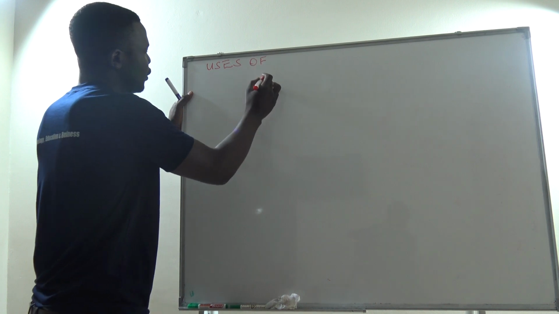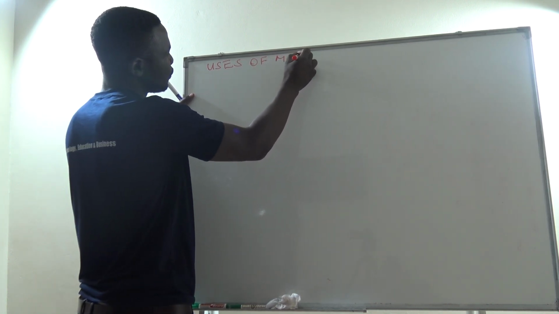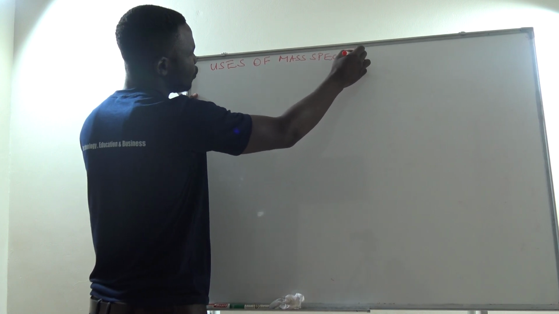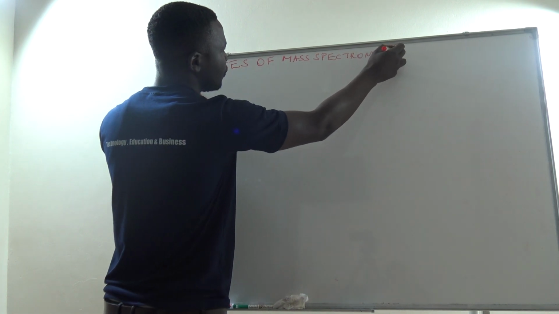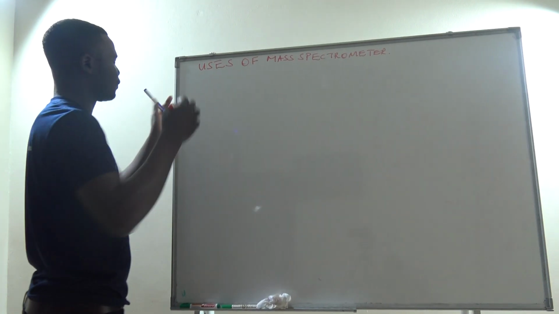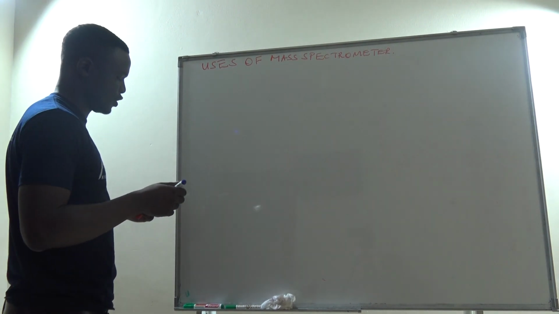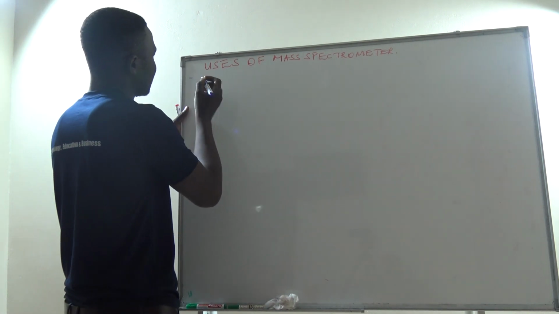So guys, we are looking at the uses of the mass spectrometer. Now, one, we had earlier on said that it is used in determining relative atomic mass. Now, it has various uses.